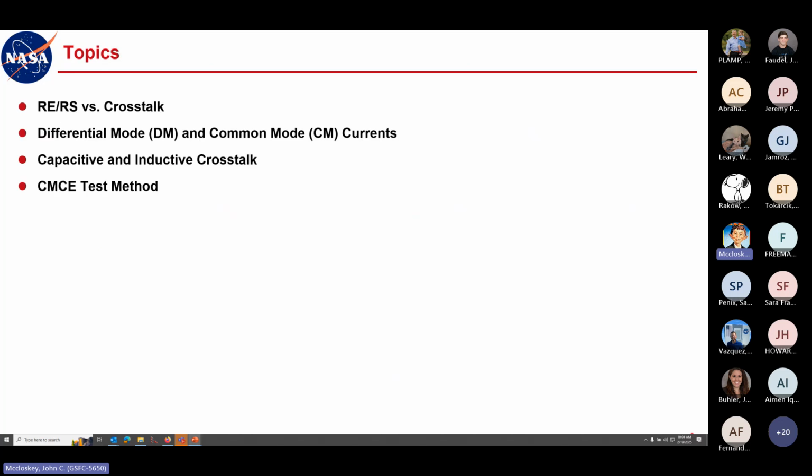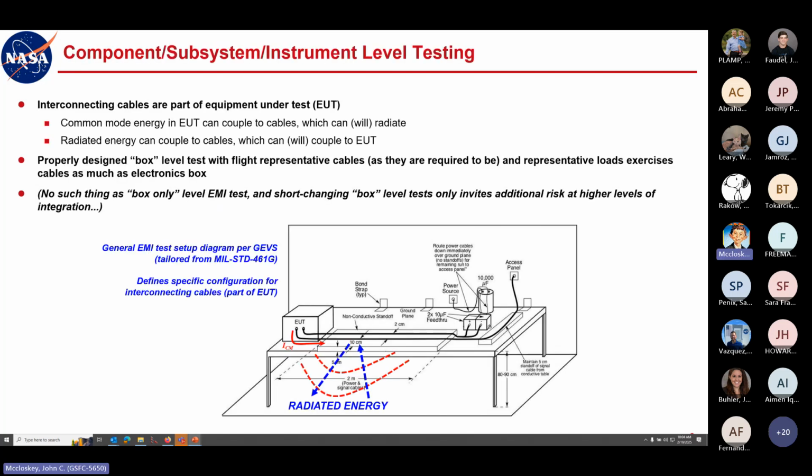All right. So a lot of stuff in the first part of this is duplicated, because I initially put these together as two separate presentations. But here we are. I'll skip over the stuff that I'm duplicating. But emphasizing from last week's session, interconnecting cables are part of the EUT. Common mode energy in the EUT can couple to cables, and probably will, which can and will radiate. And then in the opposite direction, any incident radiated energy can and will couple to cables, which will then carry that common mode current into the EUT and possibly cause disruptions to your circuitry.